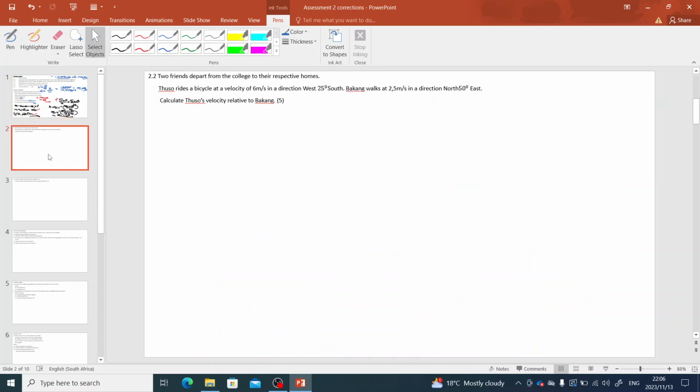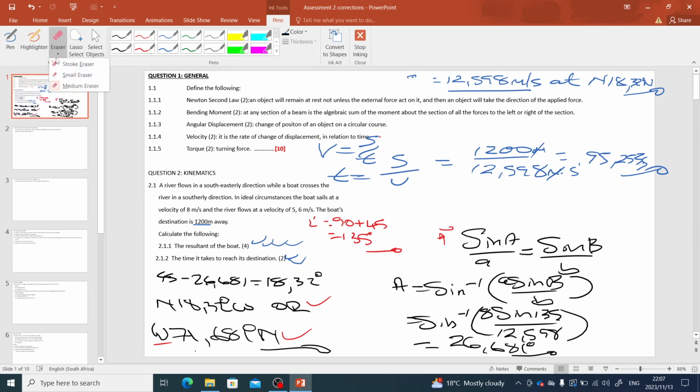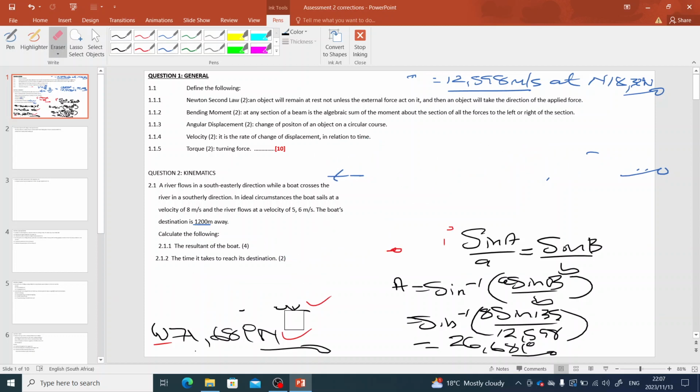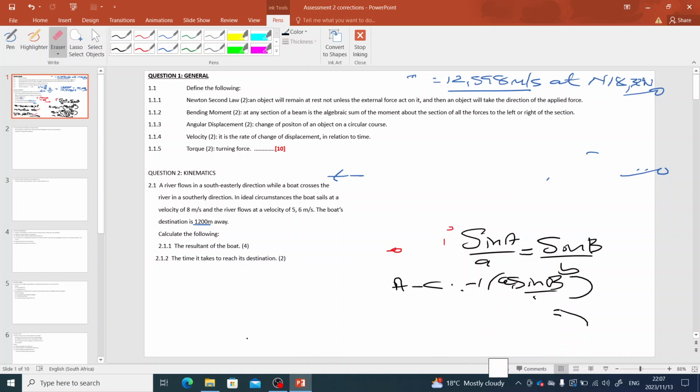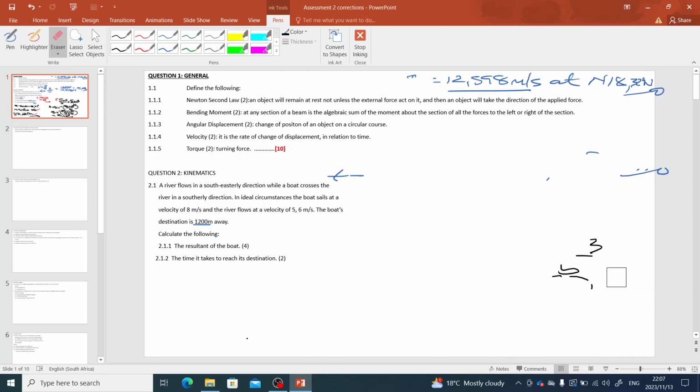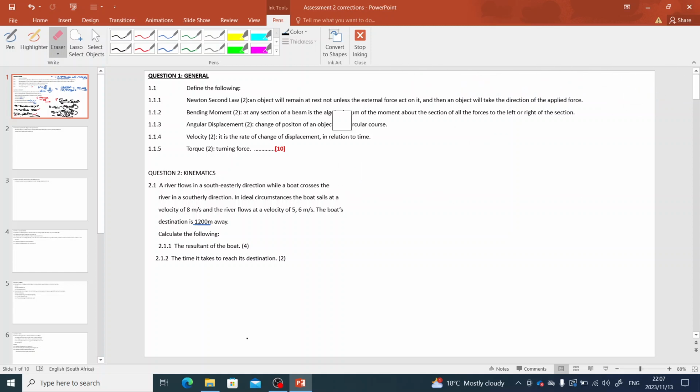Now let's look at question 2.2. On question 2.2, we are as well given the statement. We then have to convert the given statement into a vector diagram. Now, before I continue, those who used the vector method, let's apply the vector method in solving these problems.